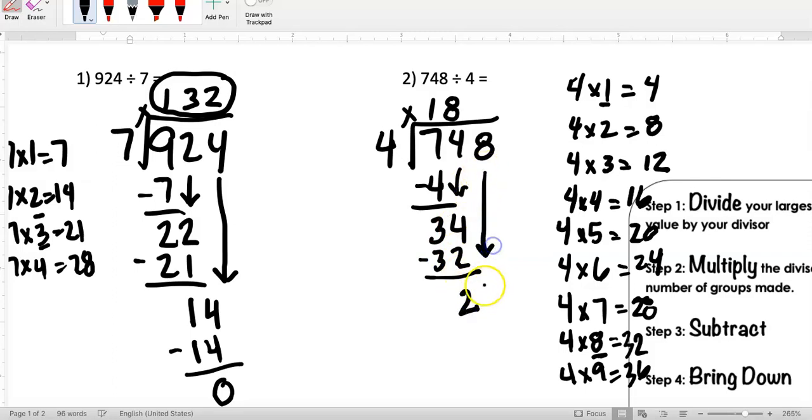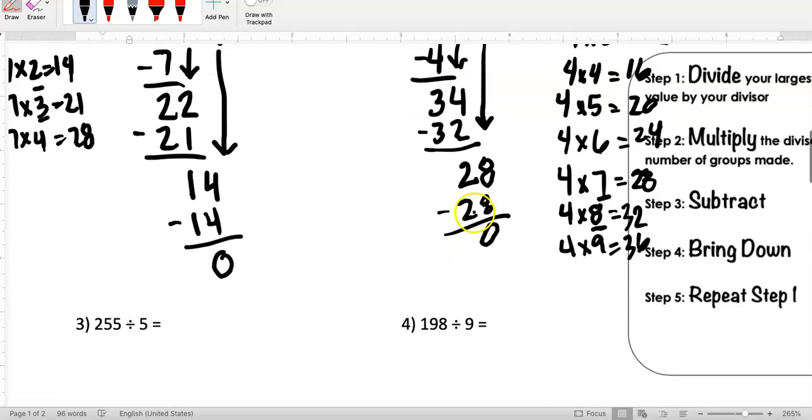Bringing down that 8. Let's see over here to the side if we can find that. Yep, it's already here. 4 times 7 got you 28. So I know 4 goes into 28 7 times. 7 times 4 gets you 28. My 8s look terrible. My quotient is 187. Don't mind that little X, my little pen went too far over. But the quotient is 187 for this answer.